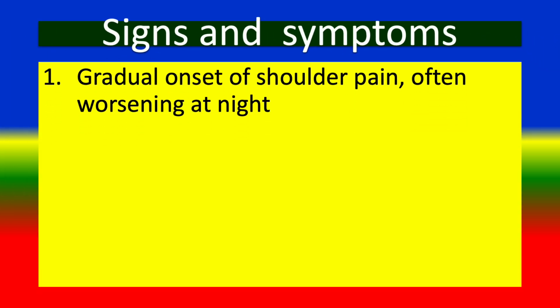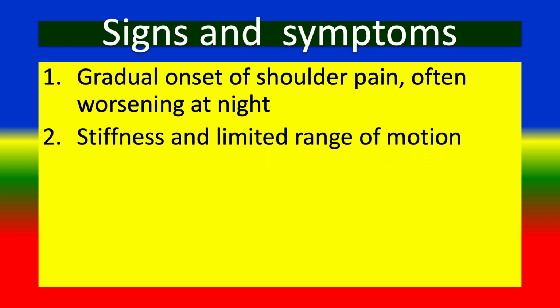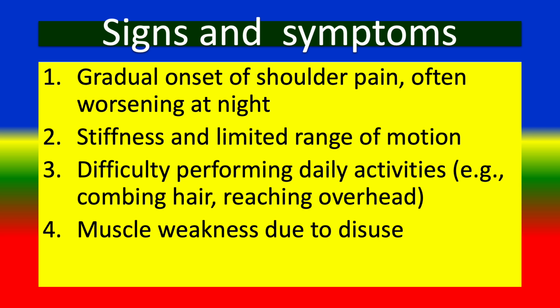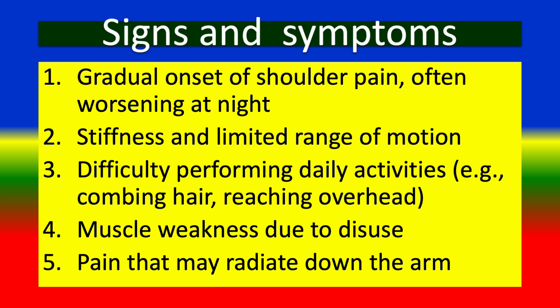Signs and symptoms. 1. Gradual onset of shoulder pain, often worsening at night. 2. Stiffness and limited range of motion. 3. Difficulty performing daily activities. 4. Muscle weakness due to disuse. 5. Pain that may radiate down the arm.